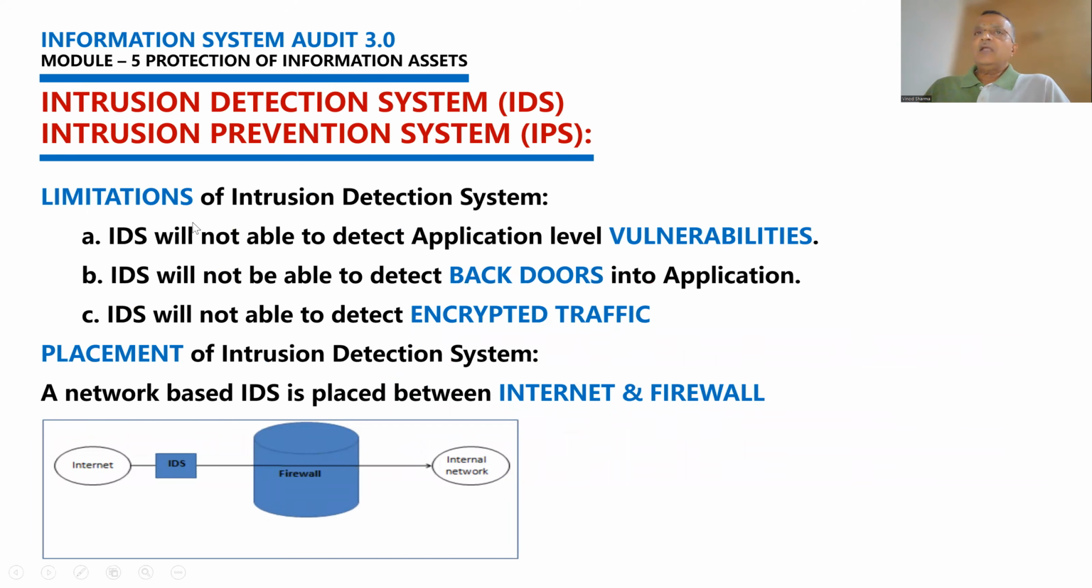Now, limitations of intrusion detection system: as I made very clear, this will only generate red flags. They will give you an alert that this type of activity is taking place. They will not take any action. Now, IDS will not be able to detect application level vulnerabilities. Here you will find vulnerabilities, and I have already explained vulnerabilities and threats in the first module. That is the difference between the two. Vulnerabilities are internal, whereas threats are external.